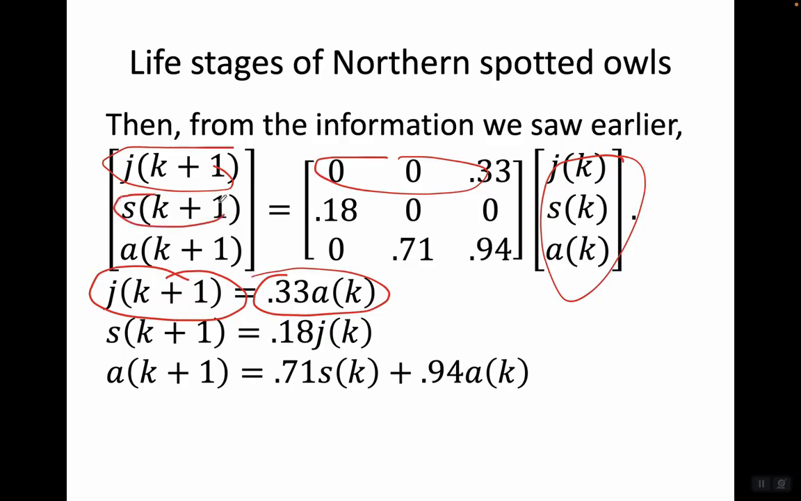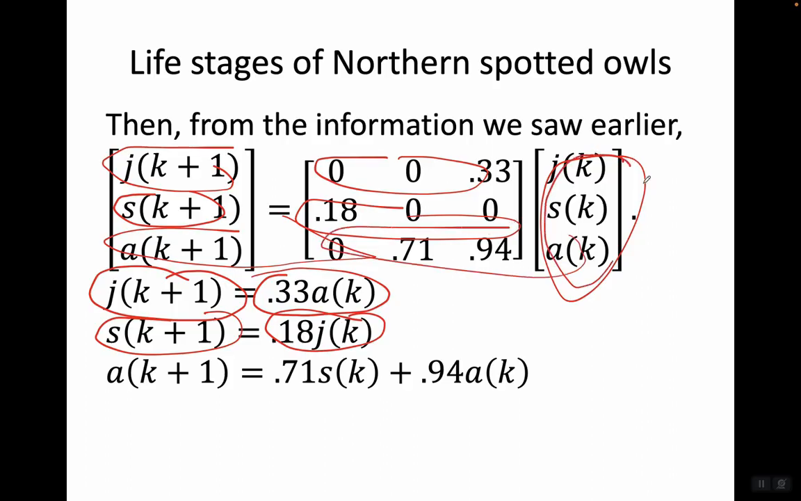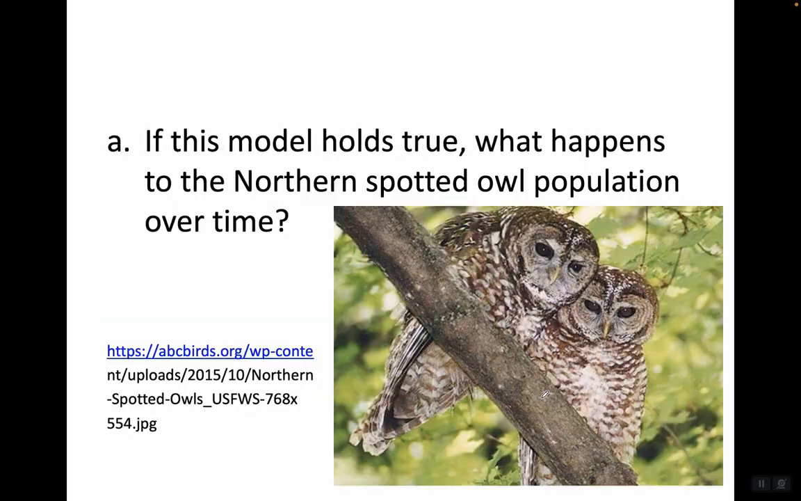Similarly, subadults in year k plus 1 is going to equal 0.18 J of k. So only 18% of the juveniles survive to become subadults the next year. And we also have this equals this times this. In other words, A of k plus 1 is 0.74 S of k plus 0.94 A of k. That's because the number of adults you have next year is 74% of the subadults that survive to become adults and 94% of the previous year's adults.